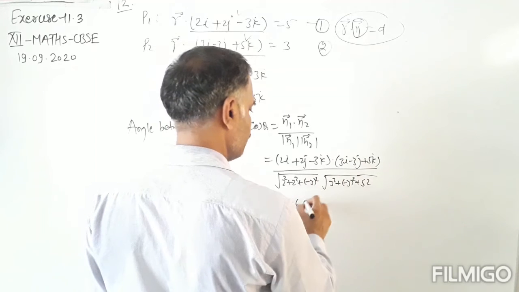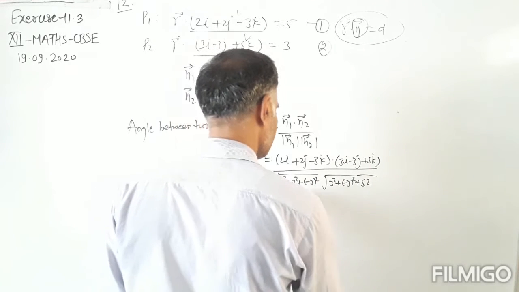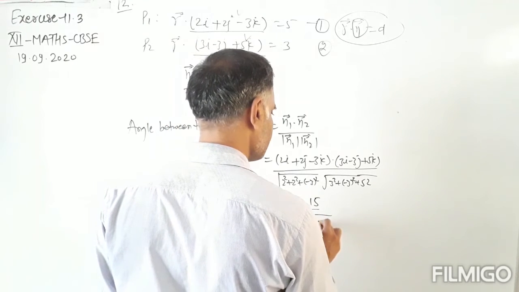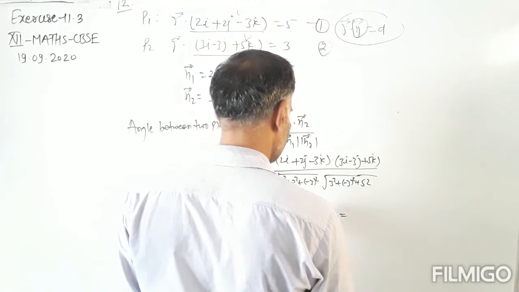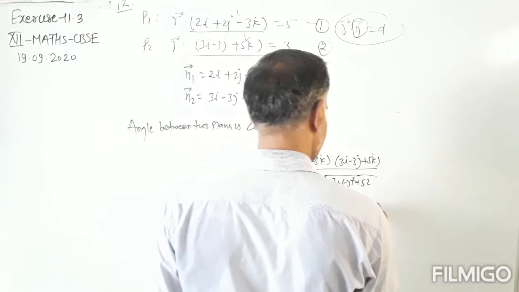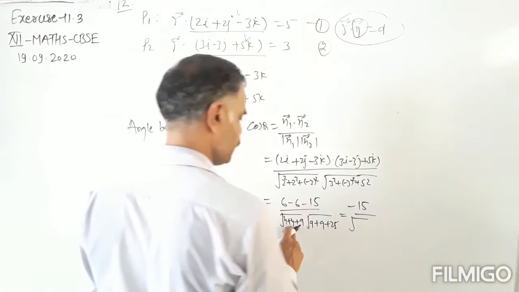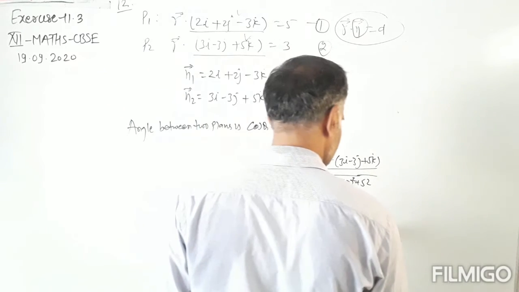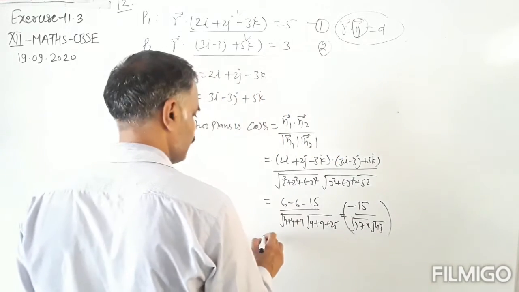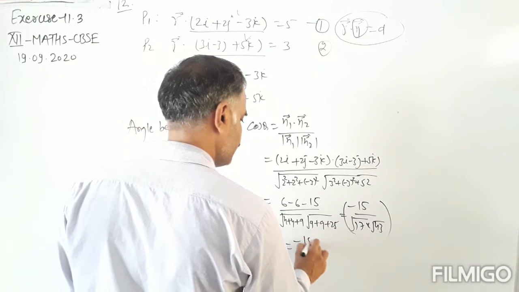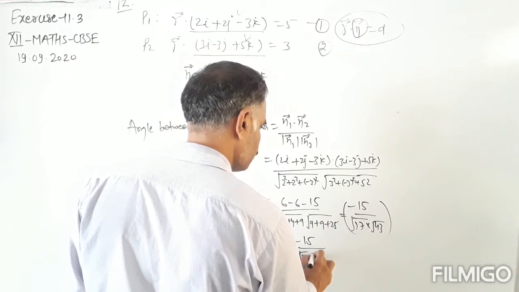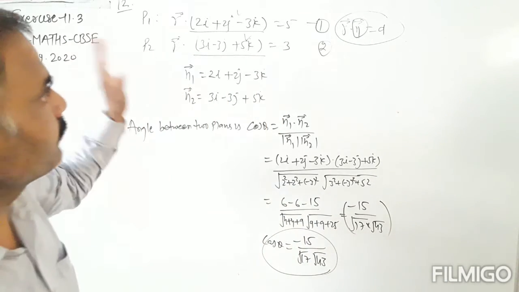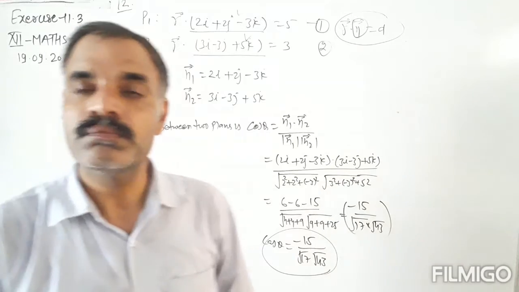Equals 2 3 is 6, 2 3 is 6, minus 3 5 is 15, upon under root 2 2 is 4 plus 2 2 is 4 plus 9, and under root 3 3 is 9 plus 9 plus 25. Equals minus 15 upon under root 17 into under root 43. Okay, so this is the angle: cos theta equals minus 15 upon under root 17 into under root 43. This is the angle between the two planes.